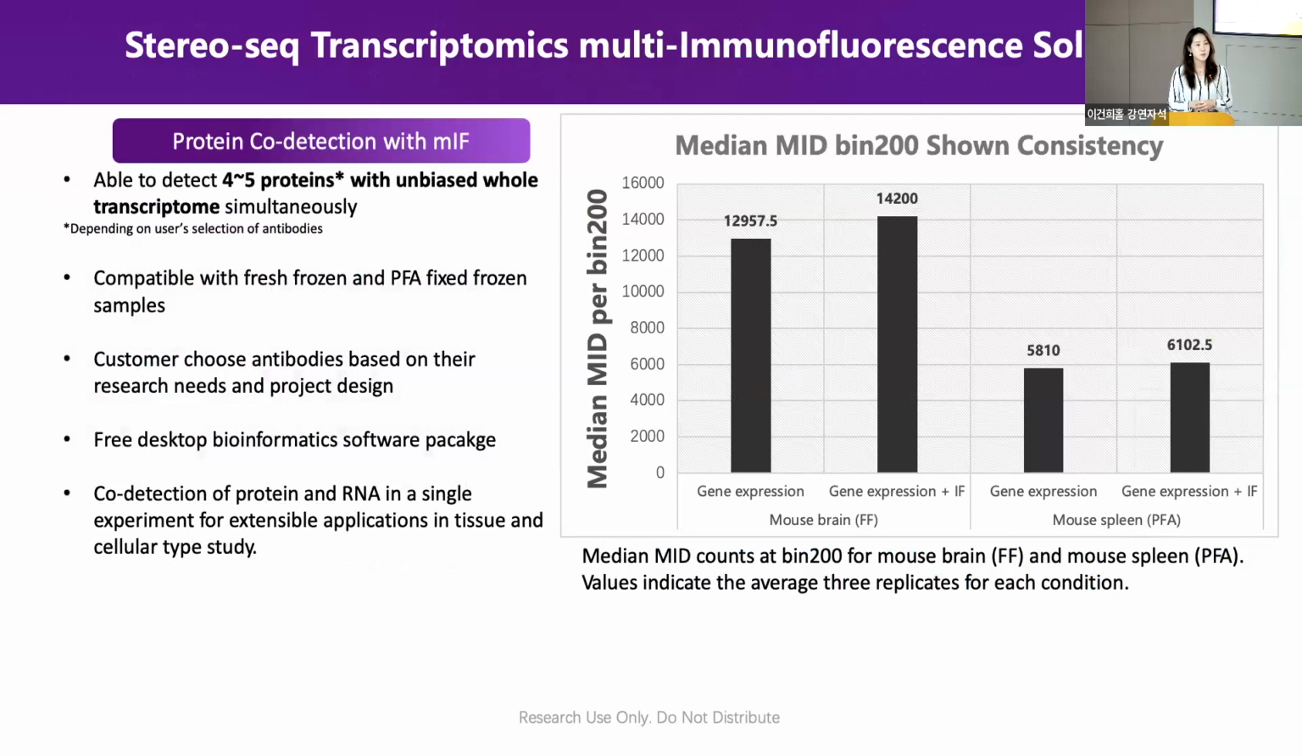So we're able to demonstrate that the method is consistent with the already existing solutions we're offering, and we're also being able to detect up to 4 to 5 proteins depending on the channels of your microscope as well. But we are compatible with fresh frozen and PFA fixed frozen samples for this solution.